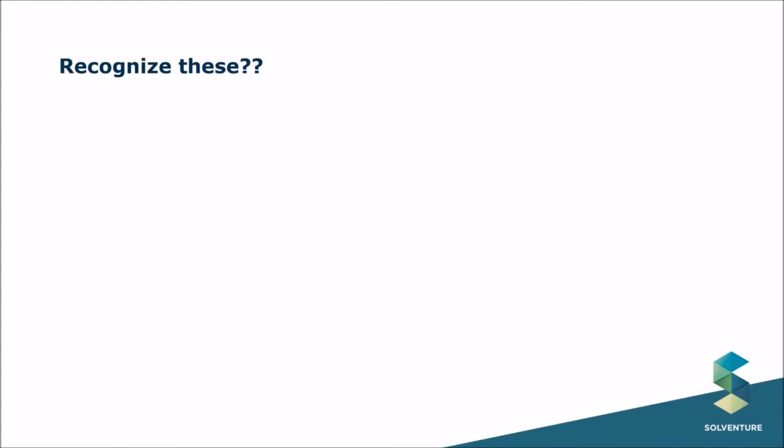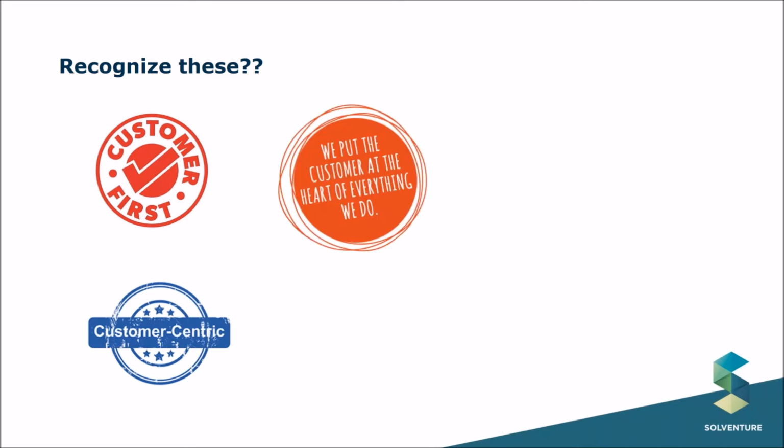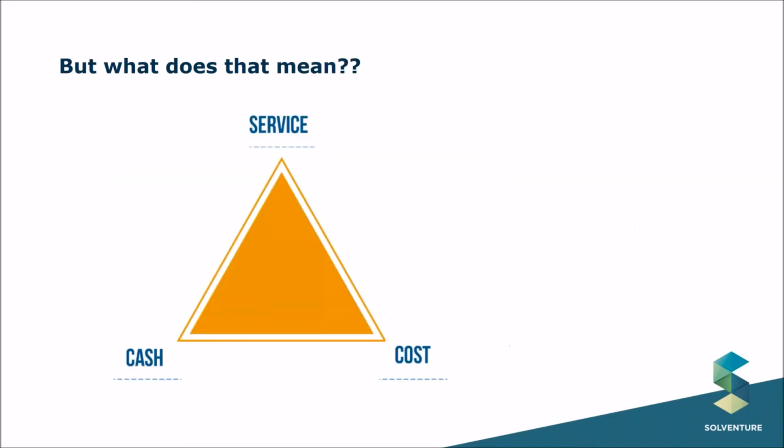But then the question is, how come we end up with an issue in segmentation? Do you recognize those elements? Well, my company is really customer first, or customer centric. We put the customer at the heart of everything we do. We are customer driven. We love our customers. Well, we don't have anything against it. But what does it mean if we look at the supply chain triangle? I will explain the supply chain triangle step by step.